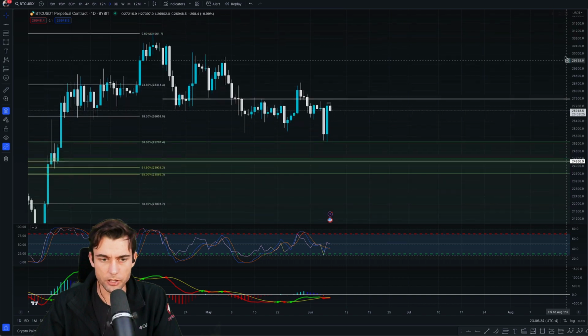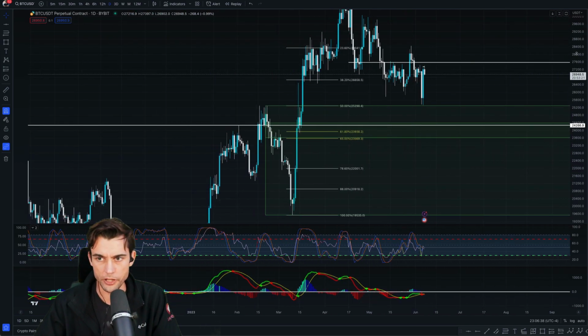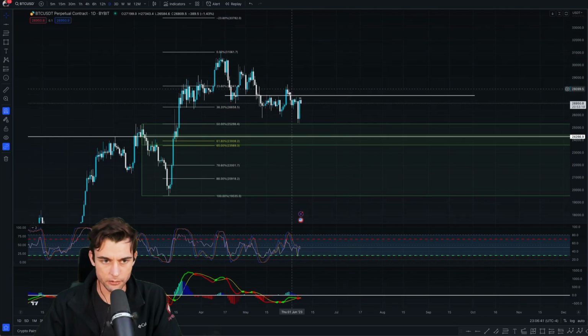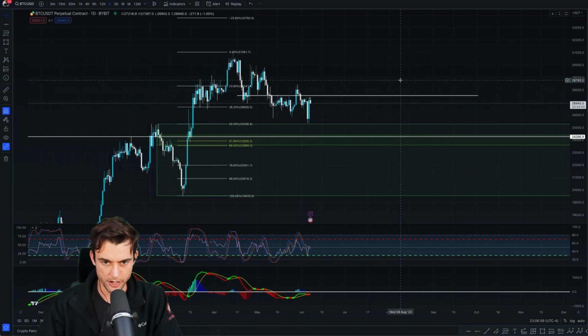So my bias is short because on the weekly, we did get that weekly market structure break to the downside. And not only that, but look at this. Look at the weekly time frame. So this was the weekly close, right? We closed back above it, which you would think would be nice and bullish, but no, we ended up falling back below it. So I am short-term bearish.